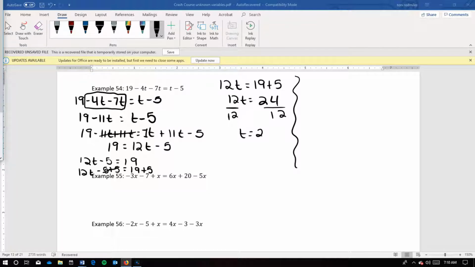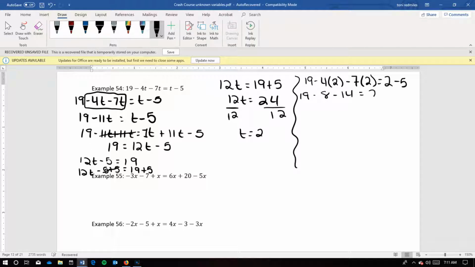All right, so let's go ahead and try to check it real quick. 2's aren't that hard. So I'm going to put a 2 in for every single t in the original problem. We're just going to do our multiplication from left to right first. Negative 4 times a 2 is a negative 8. Negative 7 times a 2 is a negative 14. All right. Negative 19 minus 8 is going to be an 11.